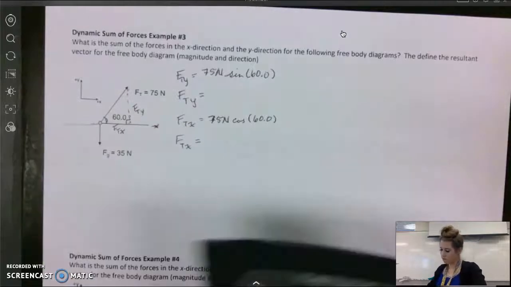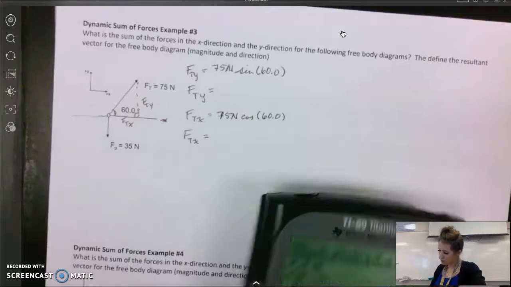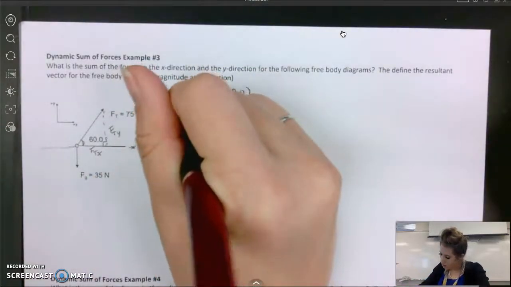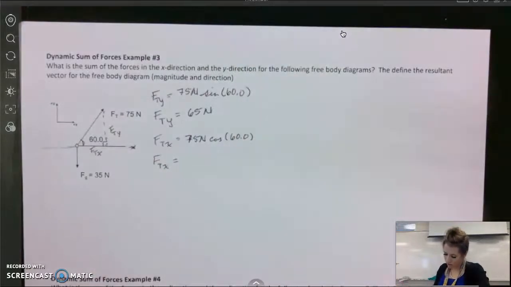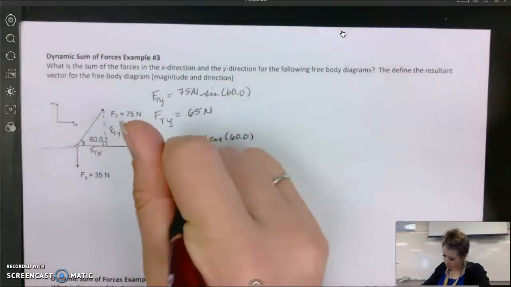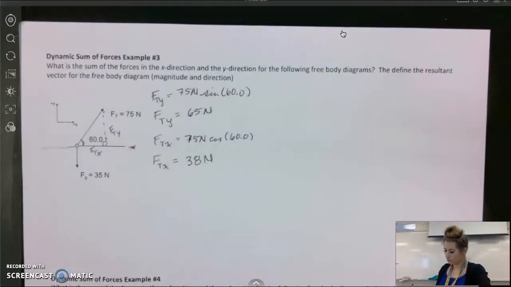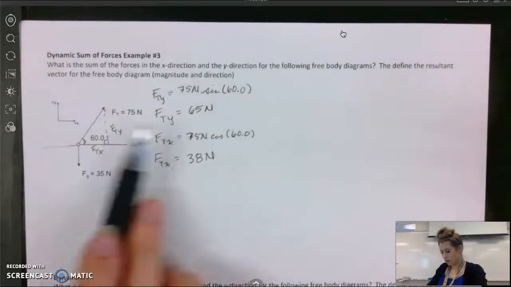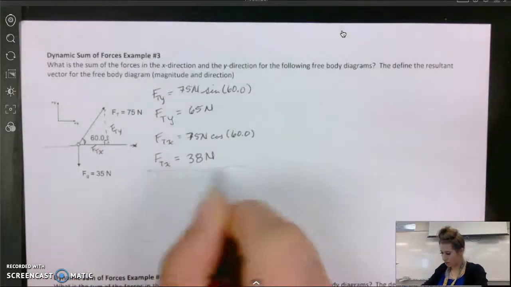Okay, so I'm going to plug those numbers in. So we're going to take 75 times the sine of 60. Make sure your calculator is in degrees. Okay, so we have 65 newtons in the y, and then 75 cosine 60. That is 38 newtons in the x. Okay, wonderful. So now that we know the x and y component of this, we can do the sum of the forces for everything in the x and the y.